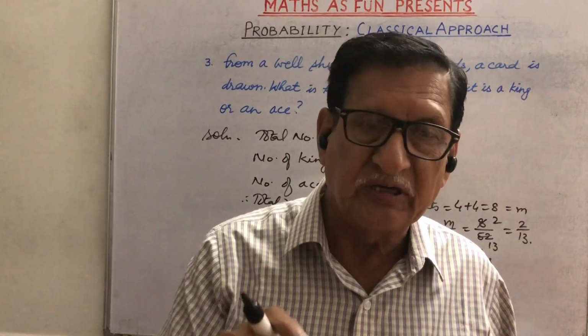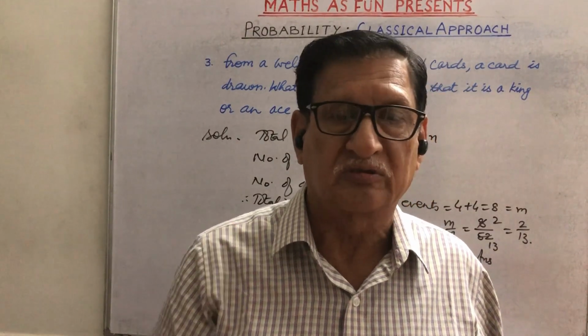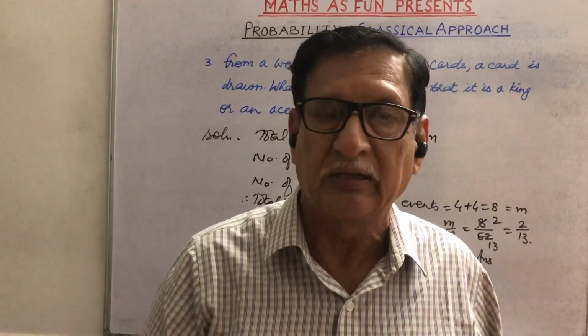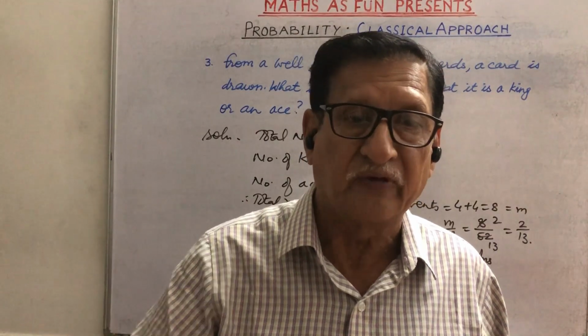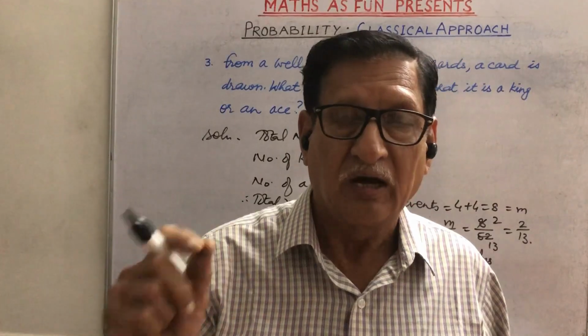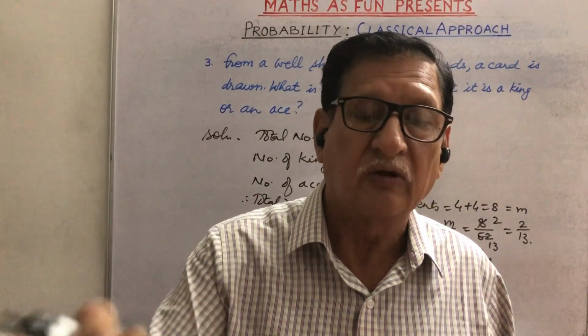So in this video we have now understood what the classical approach and classical formula of finding the probability is. In the next video we will be learning about odds. What is the meaning of odds in probability? That is, what are odds in favor and odds against, and how to apply them in finding the probability.